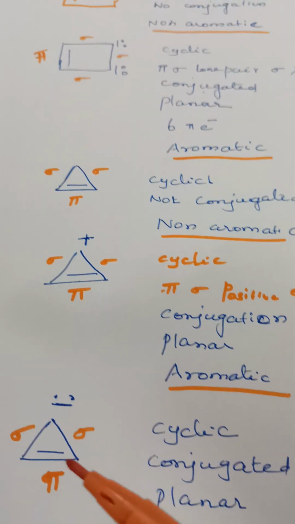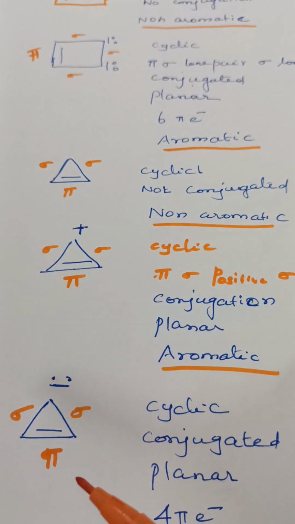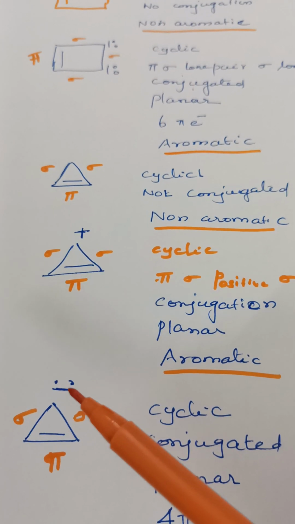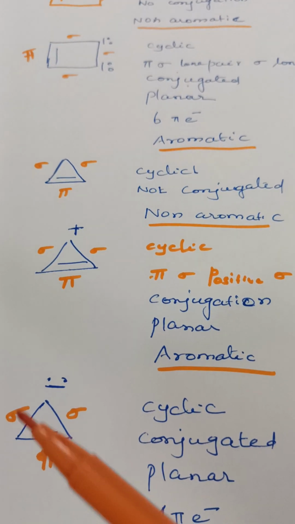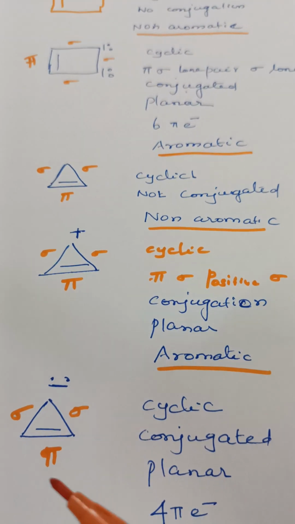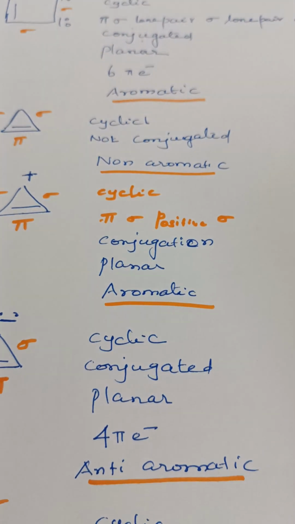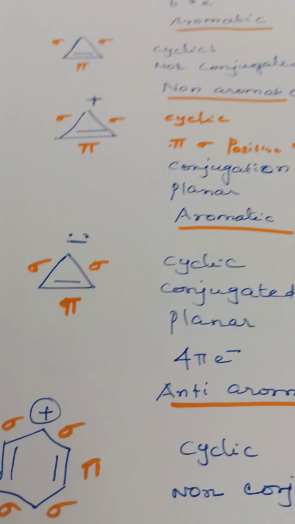What about this compound? Here it is cyclic, conjugated: sigma bond, pi bond, sigma bond, then negative charge, conjugated. That means this electron pair is also involved in the delocalization. Planar. How many pi electrons are present? Here 2 pi electrons, here 2 pi electrons. 4 electrons. 4 electrons are present means the compound is anti-aromatic.